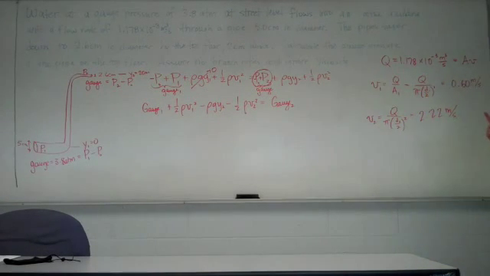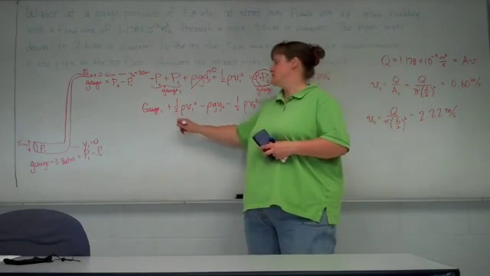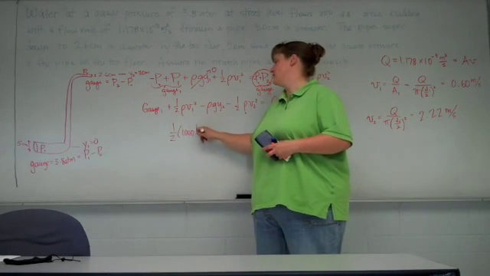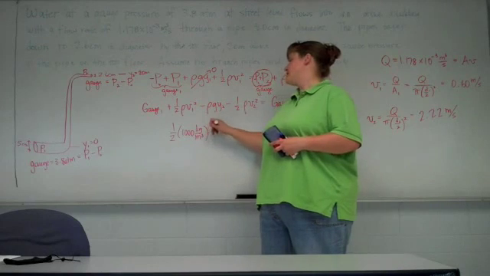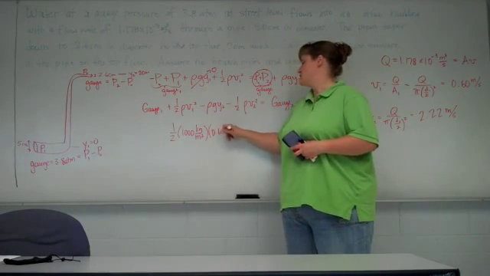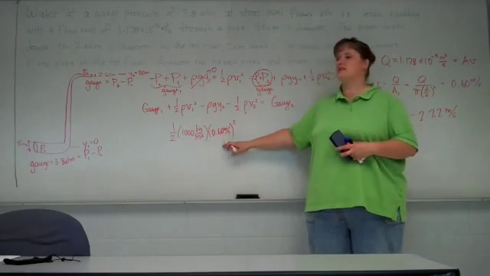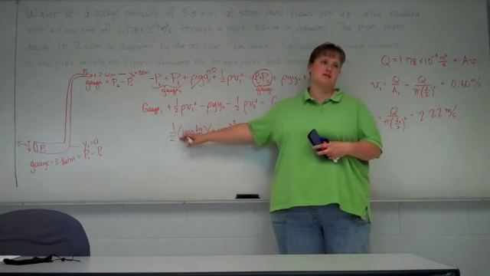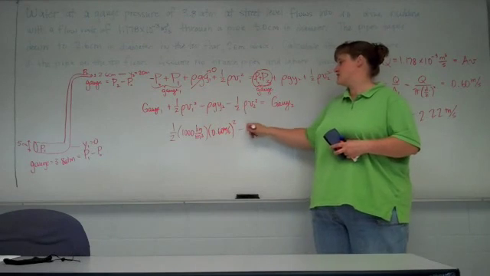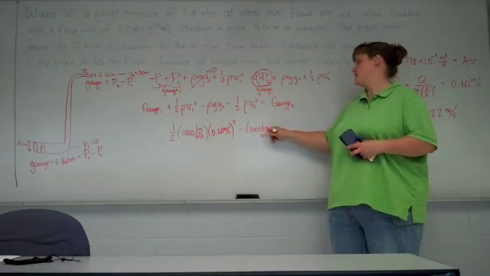Now unit-wise you need to be careful. Our density of water is 1,000 kilograms per cubic meter. When we multiply that by the speed in meters per second, this quantity here is going to have units of newtons per meter squared, which is a pascal. This term as well is going to have units of pascals.